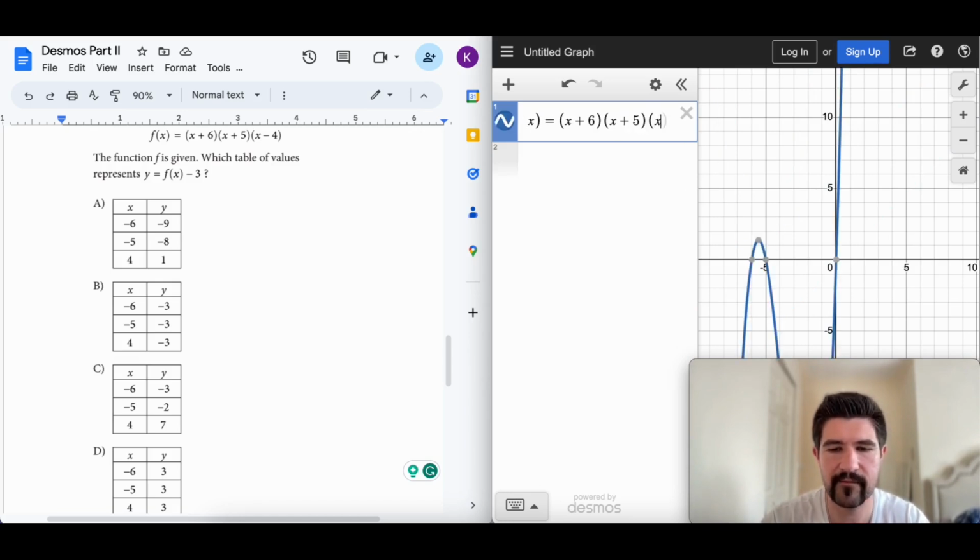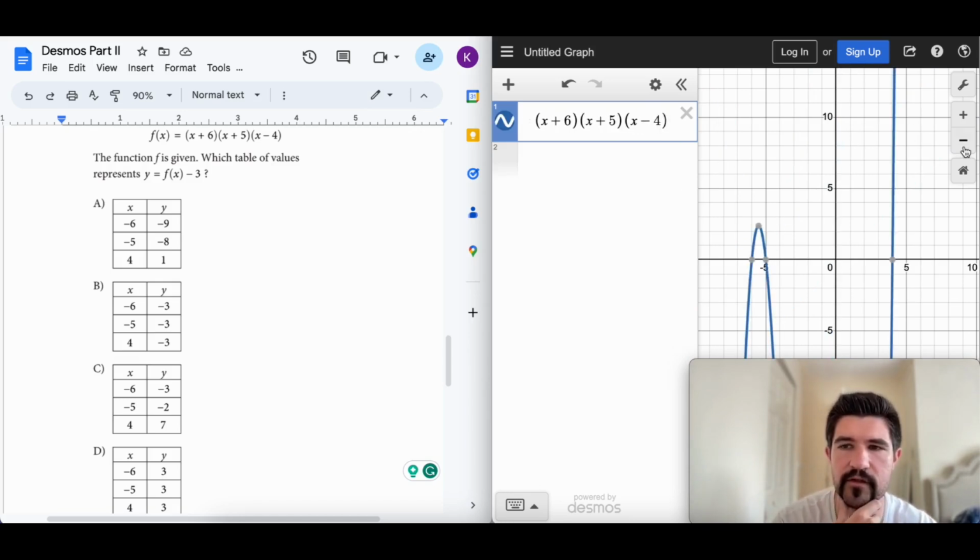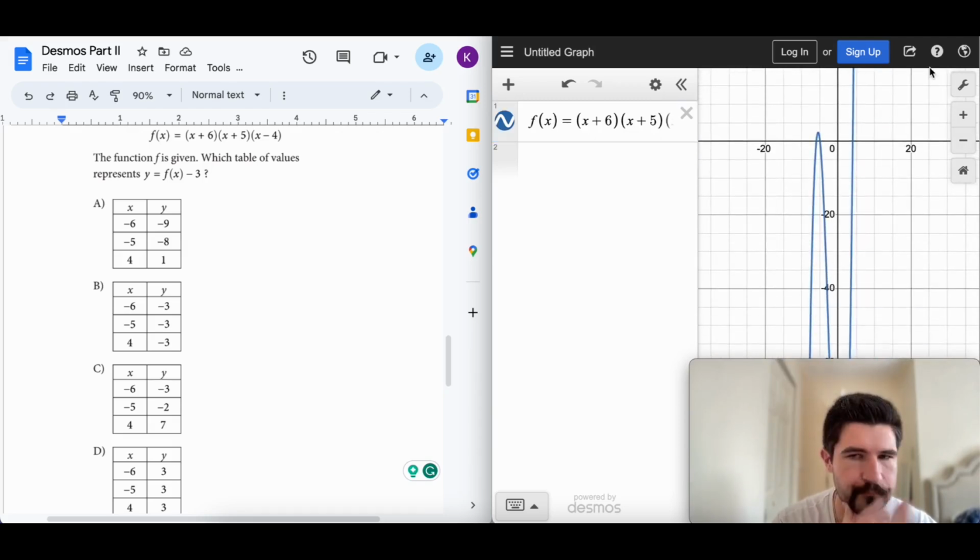We'll see when we graph it that it's a cubic function, and it has 3 x-intercepts. But they don't really care about that. They say that f is the function given. Which table of values represents y equals f of x minus 3? So this function has a certain table associated with it, but we want the table that goes with this function minus 3. So how could we do this?